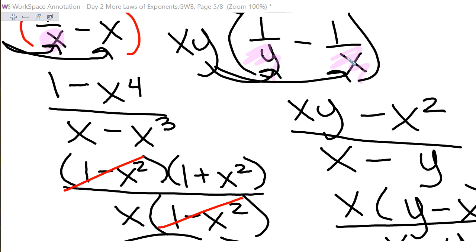Let me put in some numbers for you. What if I have 7 minus 2 and 2 minus 7? What's 7 minus 2? 5. What's 2 minus 7? Negative 5. So are these the same? No, but they do cancel as a factor of what? Negative 1. Because what's 5 divided by negative 5? Negative 1. So x times negative 1, what's our final answer? Negative x.